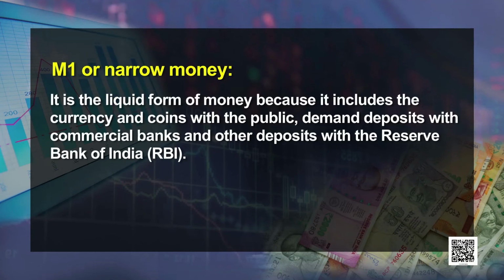M1 is also known as narrow money and it is the most liquid form of money because it includes currency and coins with the public, demand deposits with the commercial banks and other deposits with RBI. M1 serves as a medium of exchange function of money as already discussed in the previous class.